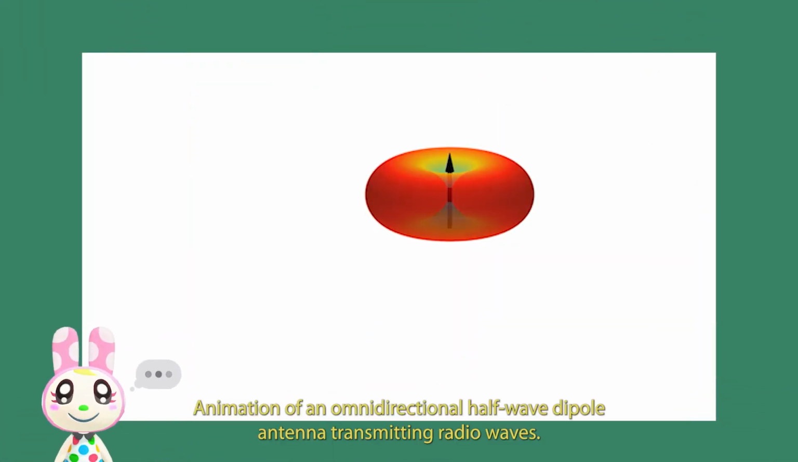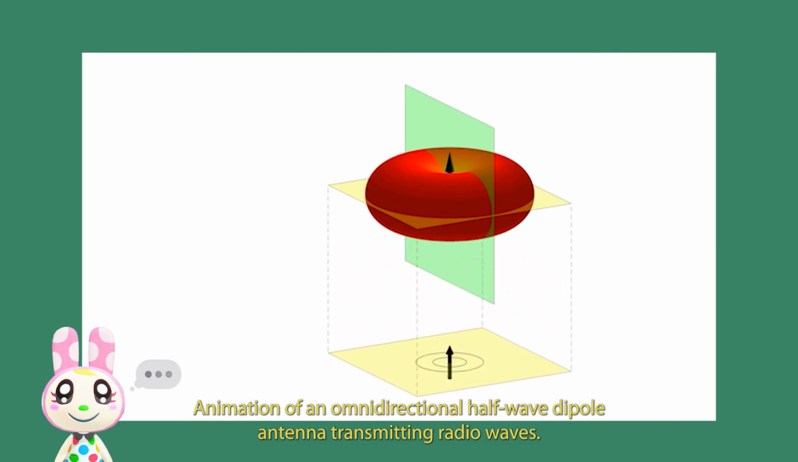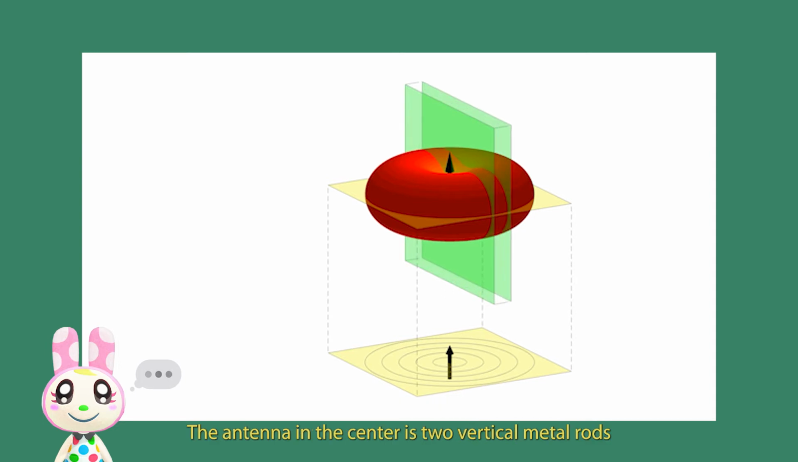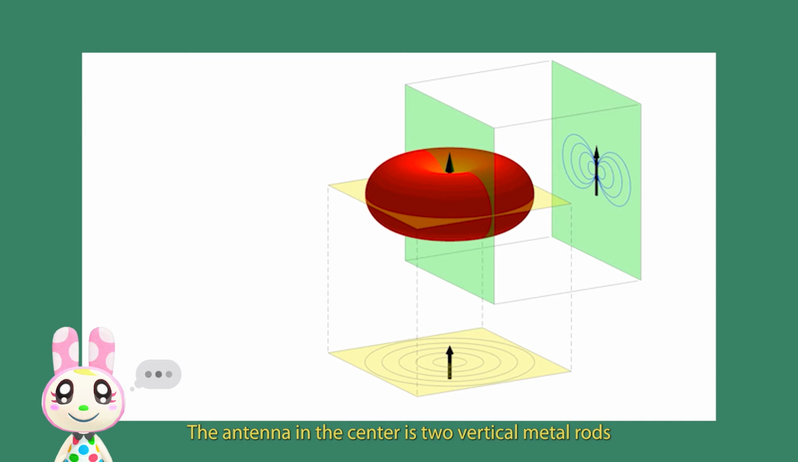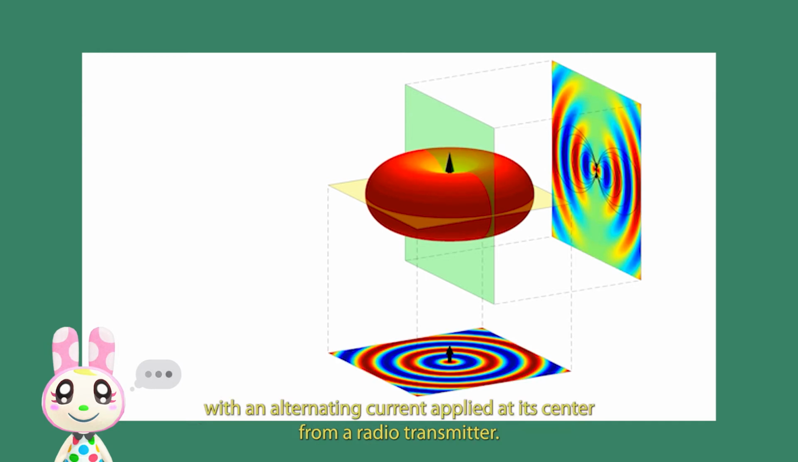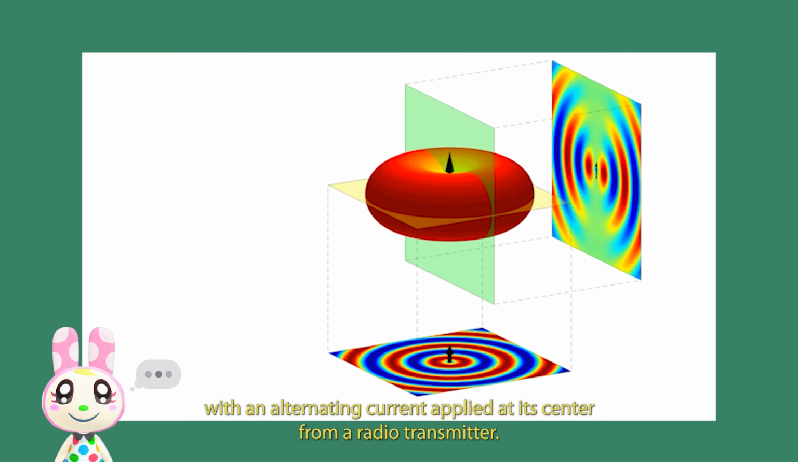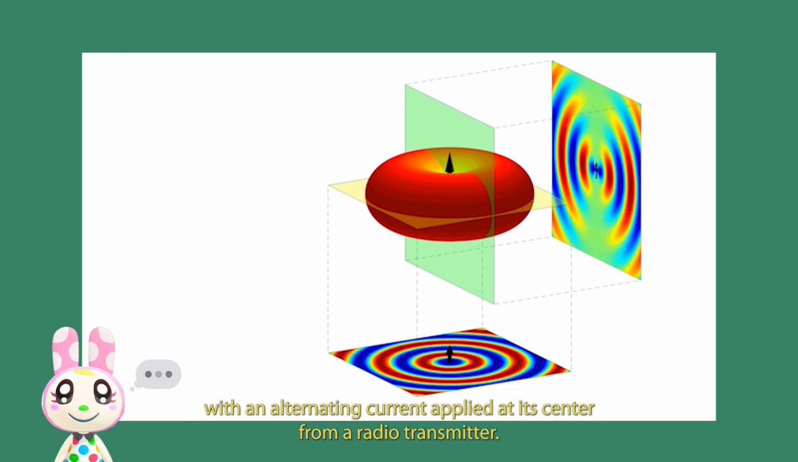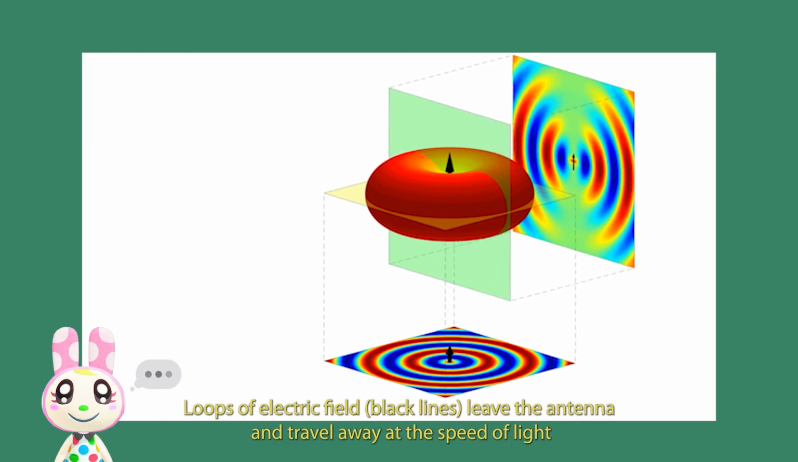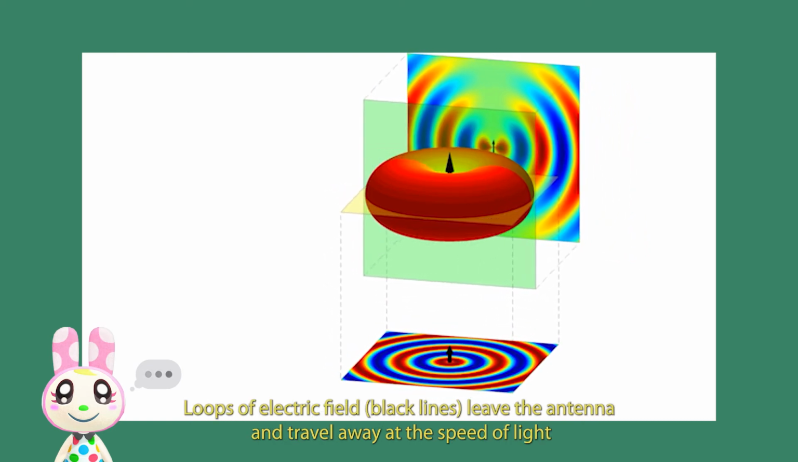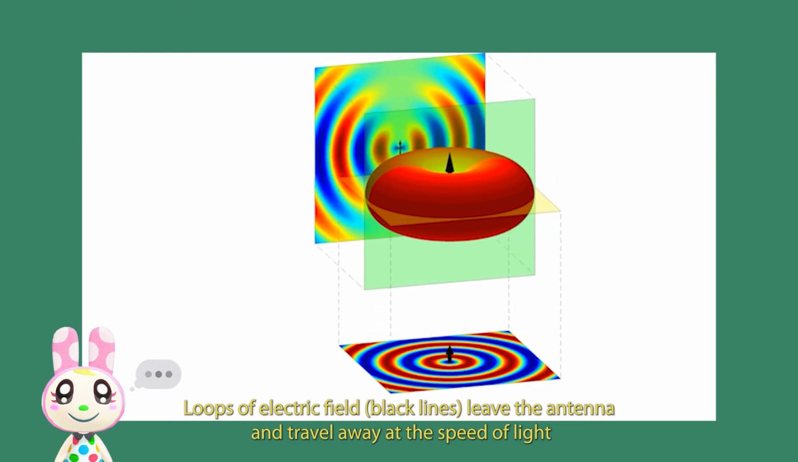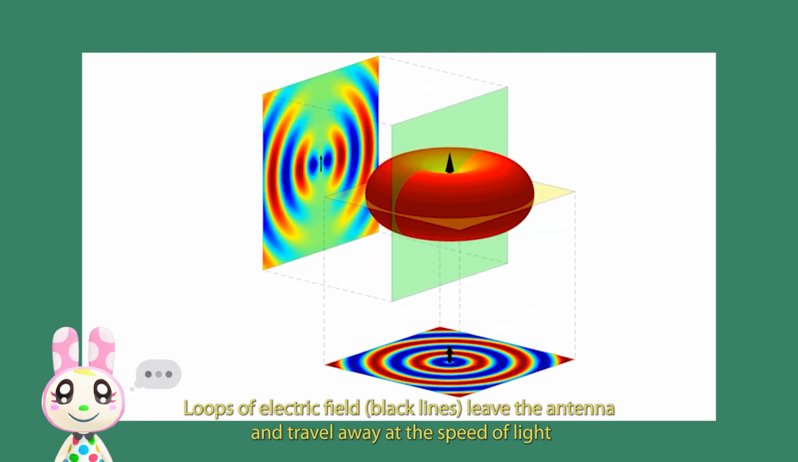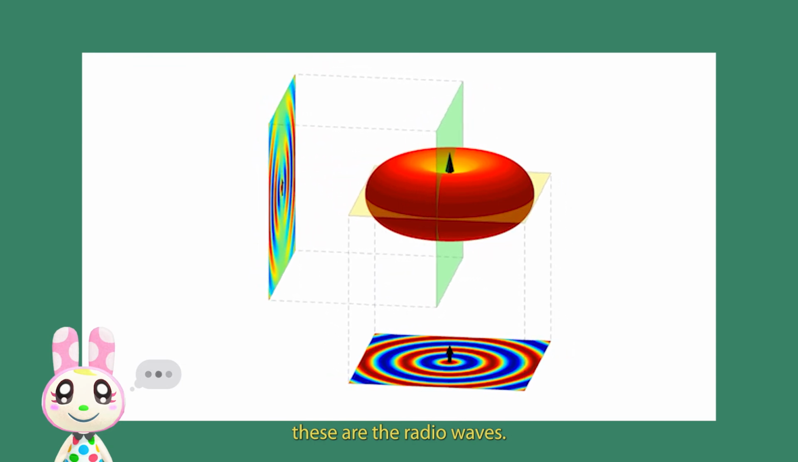Animations of an omnidirectional half-wave dipole antenna transmitting radio waves. The antenna in the center is two vertical metal rods, with an alternating current applied at its center from a radio transmitter. Loops of electric fields leave the antenna and travel away at the speed of light. These are the radio waves.